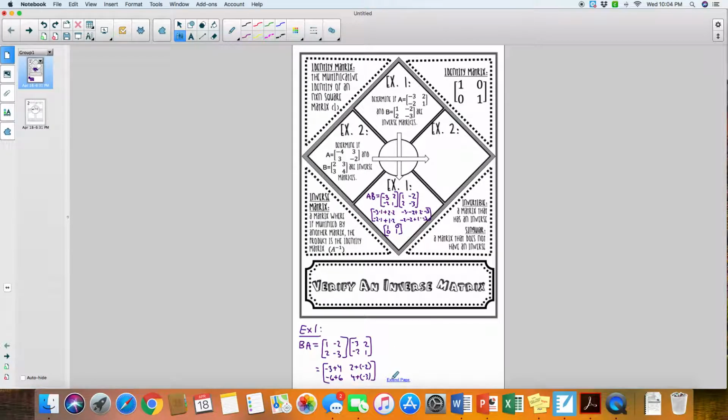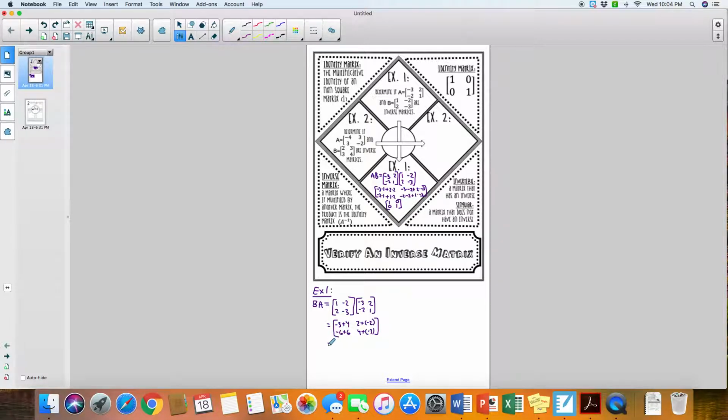All right, and then I am going to simplify one more time. Negative 3 plus 4 is 1. 2 plus negative 2 is 0. Negative 6 and 6 is 0. And then 4 and negative 3 is 1. All right, so they are both the identity matrix. So the answer would be yes. They are inverse matrices. All right, so now for example 2.